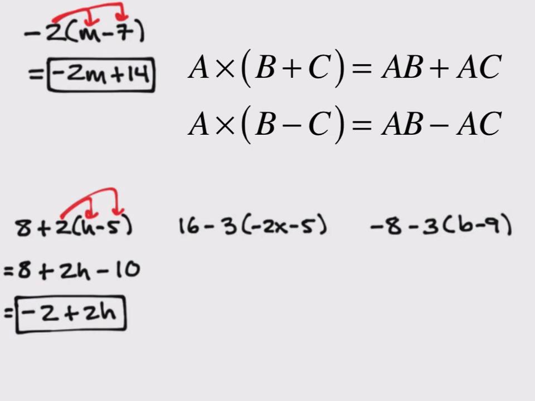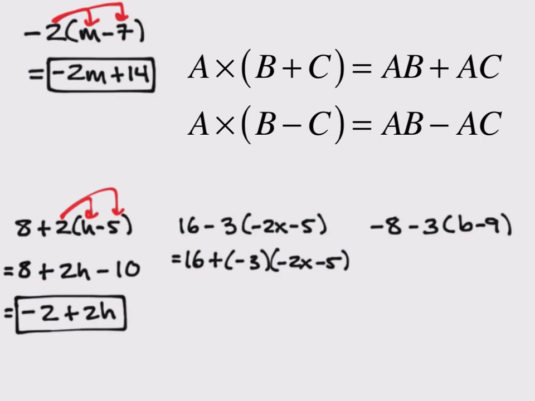All right, our next example is a little bit tricky. Why? Because we're going to be multiplying negative 3 by all of these negatives in parentheses, and we've got to be really sure that we're on top of our signs. So one thing I might do to make our lives a little easier is rewrite this statement as 16 plus negative 3 times the quantity of negative 2x minus 5. And from here, I think it's a little bit more clear what we need to do.